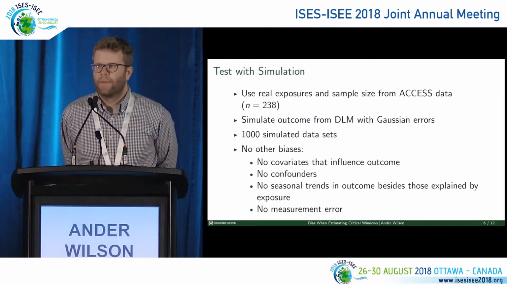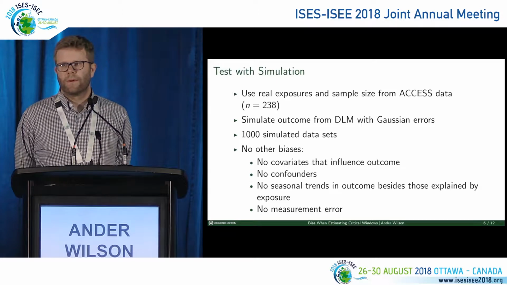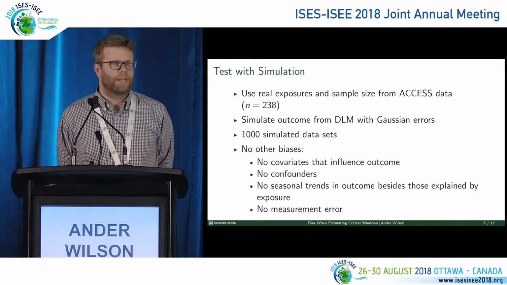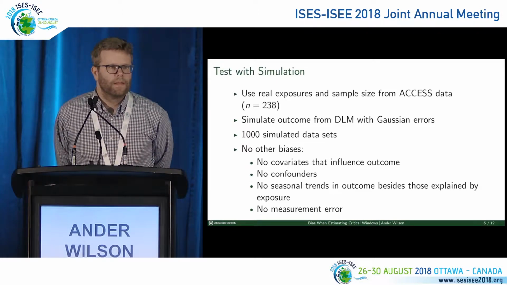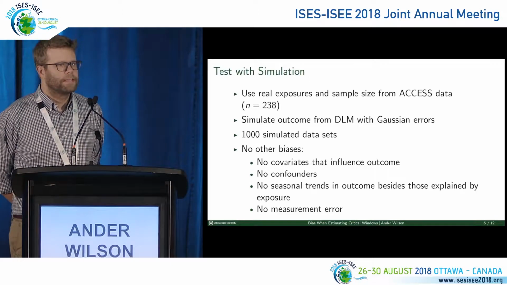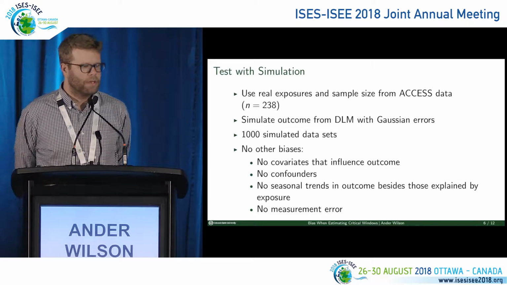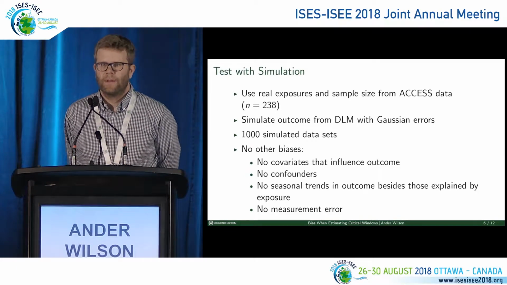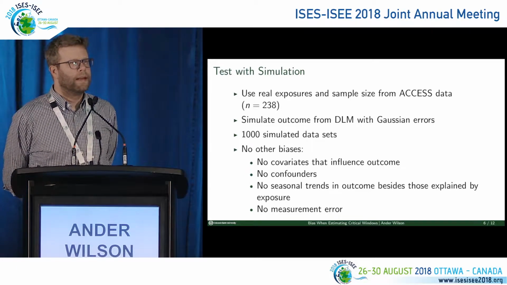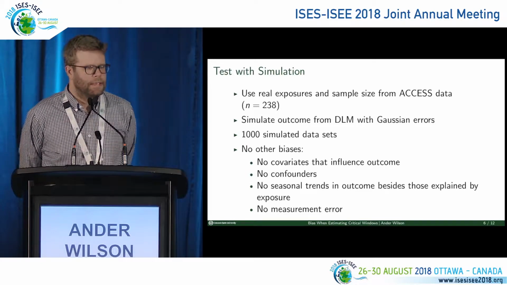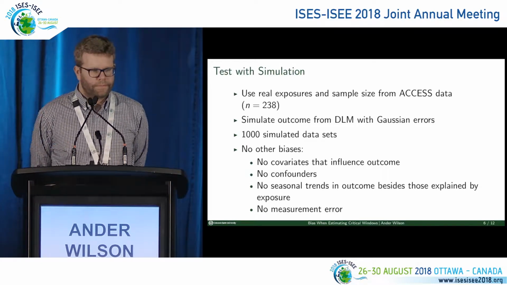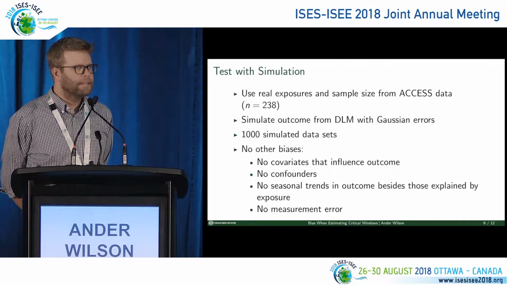So we tested this with a simulation study. We used the real exposures from these 238 mother-child pairs. By using the real exposures, we ensure that we have realistic autocorrelation structure in the data, so correlation and seasonal trends of exposure. And we simulated our outcomes using a DLM model, the B-spline basis, and Gaussian errors, and 1,000 simulated data sets.